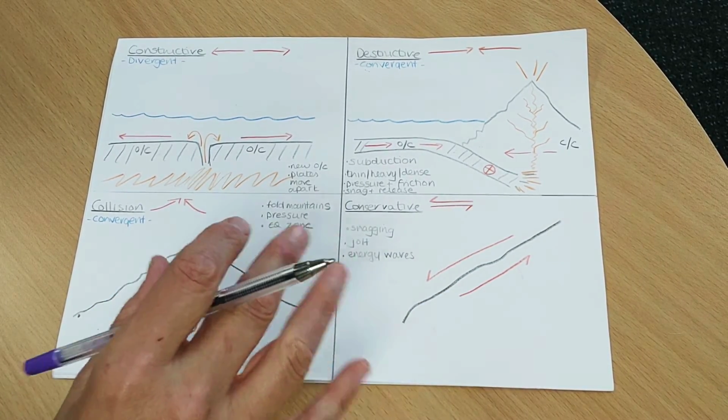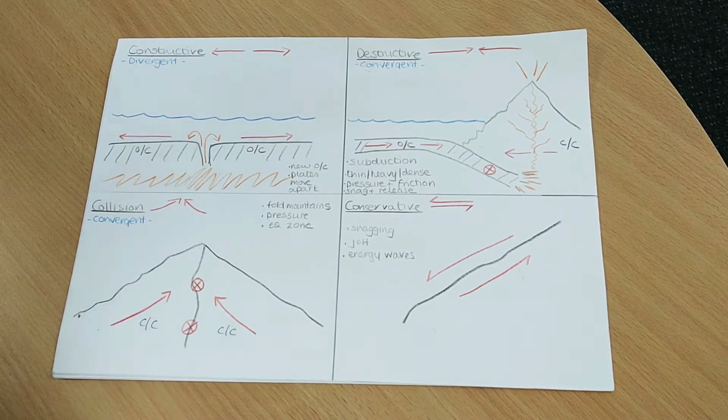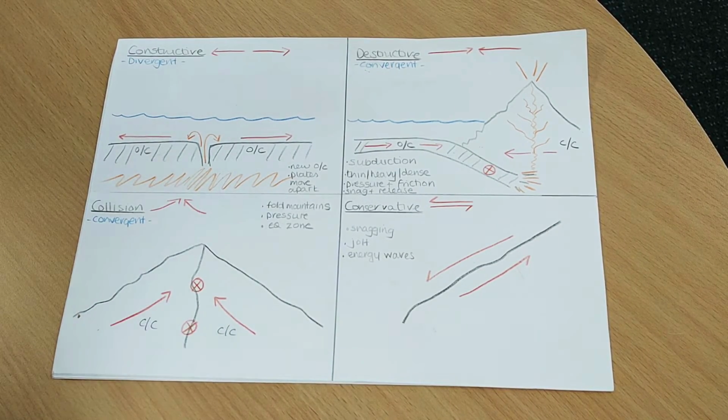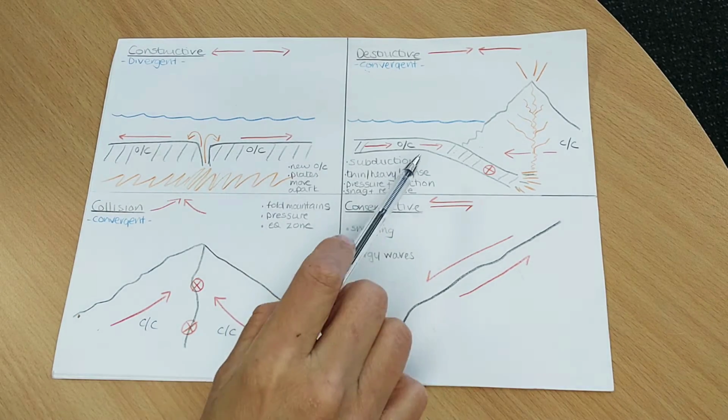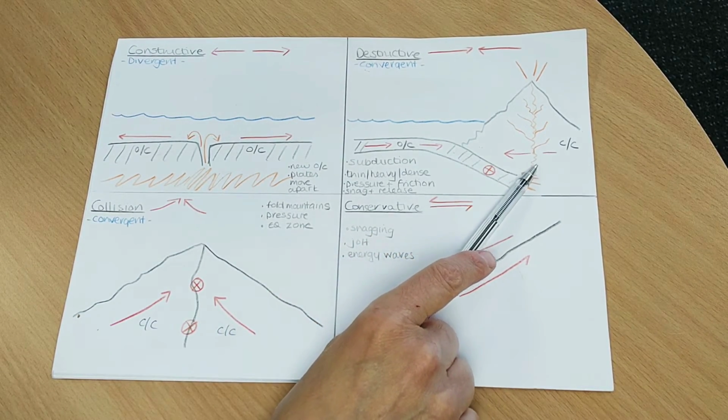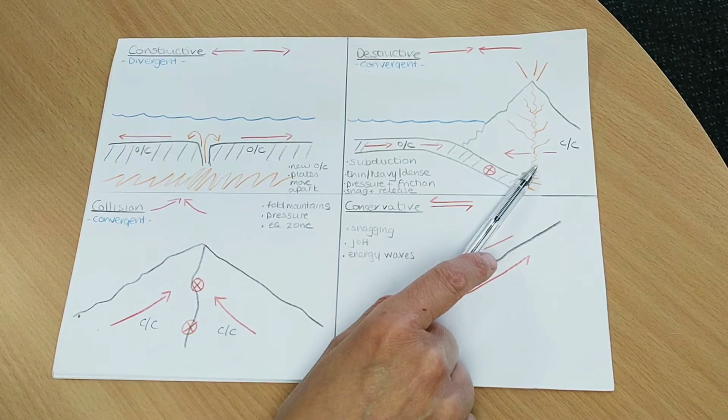Over time, it will jolt forward, and that jolt forward will provide energy, which will be released, and that will be the earthquake. So this is a very destructive zone. We have very destructive earthquakes here and very destructive volcanic activity.